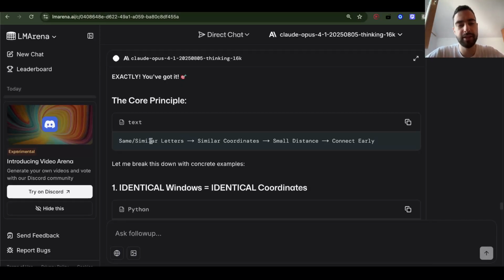So I think we got it. Similar letters or same letters means similar coordinates, because of similar bytes.